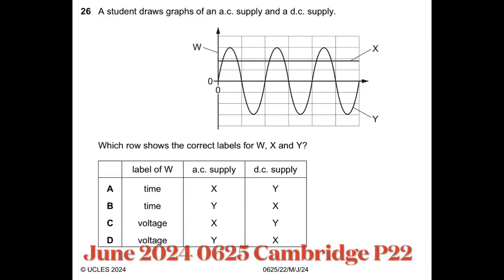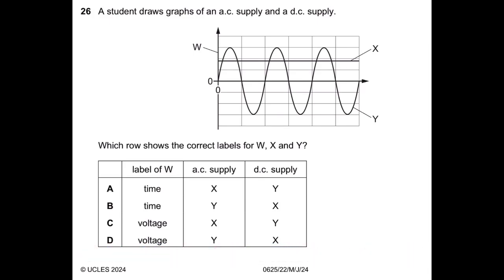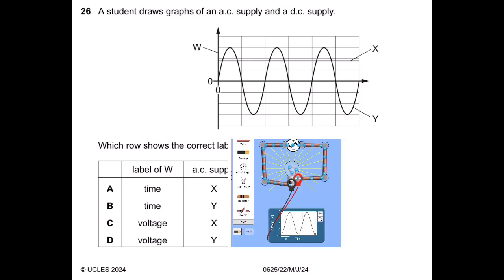Today we have question 26. If a student draws a graph of AC power supply and DC supply, which row shows the correct labels for W, Y, and X? Here we go.